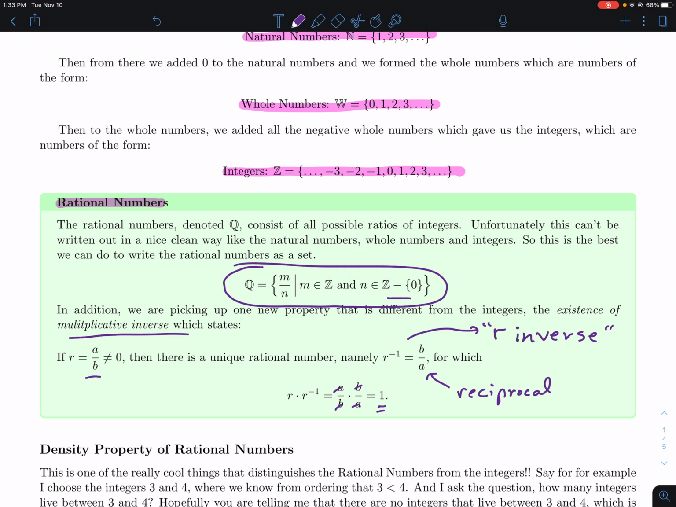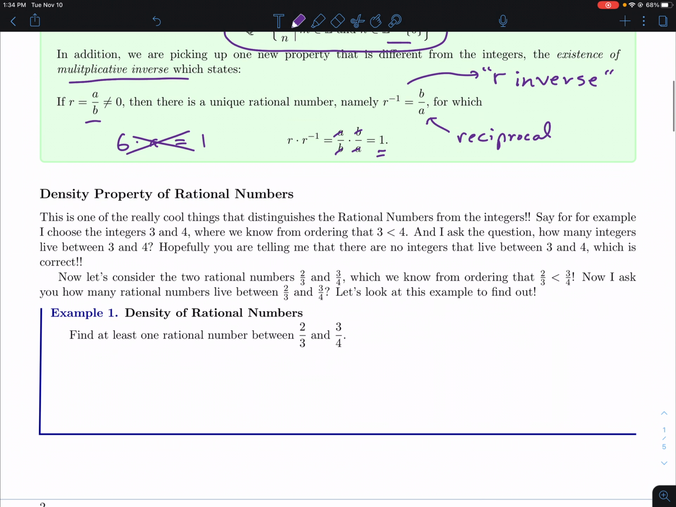So we just get 1. Again, this isn't something we could have done in the integers, because if I tried to multiply something times 6 to give me 1, there's no integer that will actually do this. That's why this property doesn't hold in the integers, but it does hold in the rational numbers.